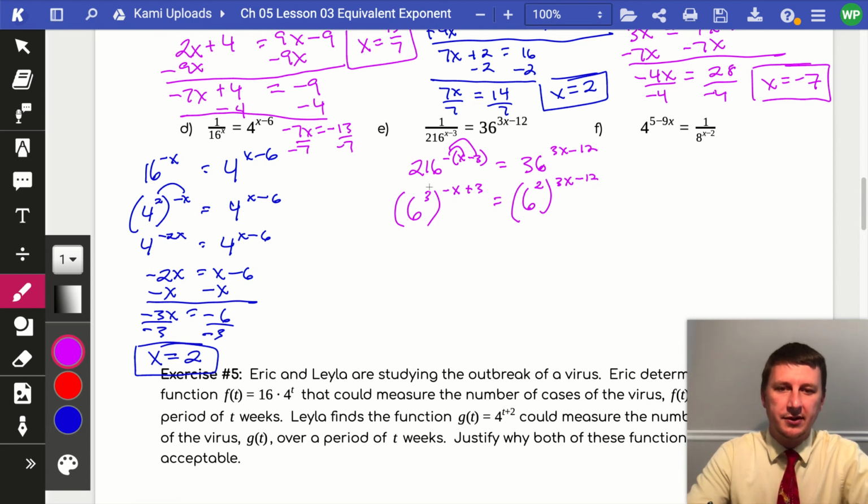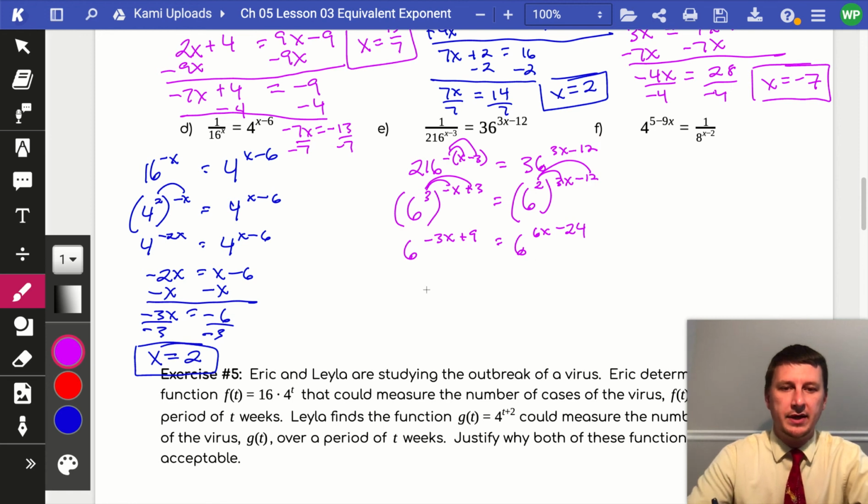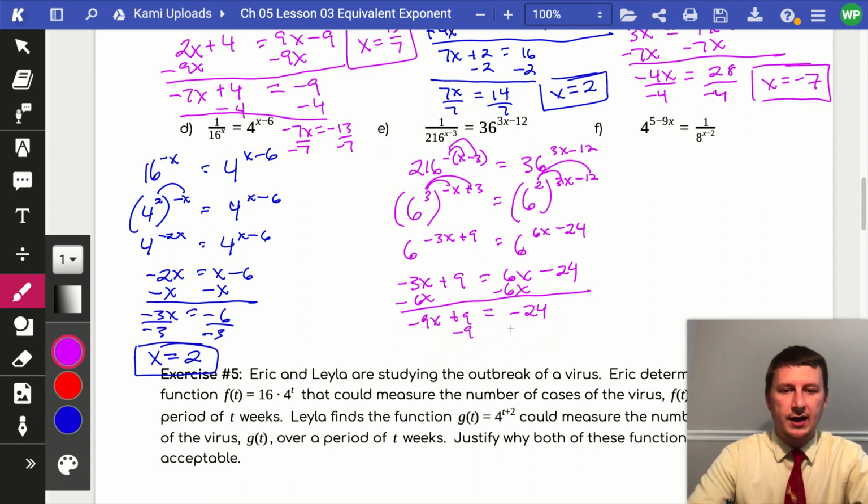Almost there, where we could set our exponents equal to each other. I just want to distribute everything here now and get 6 to the negative 3x plus 9 is equal to 6 to the 6x minus 24. Now I have equivalent bases. That means I could set my exponents equal to one another and solve for the value of x. I'll do that by subtracting 6x on both sides. I'll get negative 9x plus 9 is equal to negative 24. Then I'll subtract 9 from both sides. I'll get negative 9x is equal to negative 33.